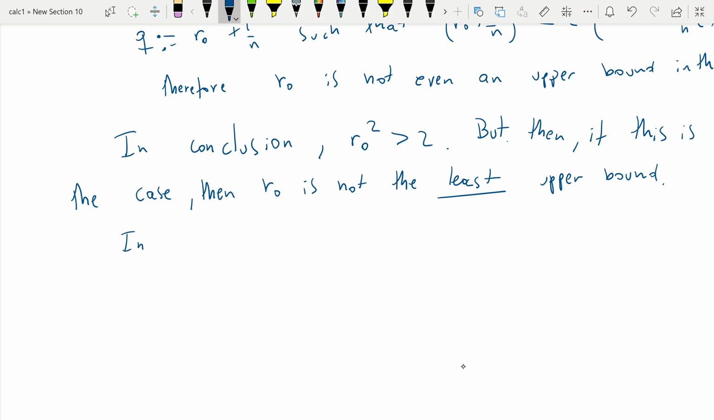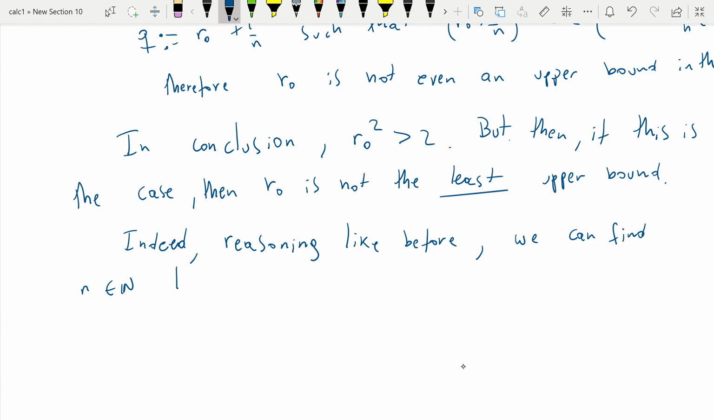But then, if R naught squared is greater than 2, then R naught cannot be the least upper bound. In fact, if we reason like before, we can find n in N large enough so that R naught minus 1 over n squared is at the same time greater than 2 and less than R naught squared.